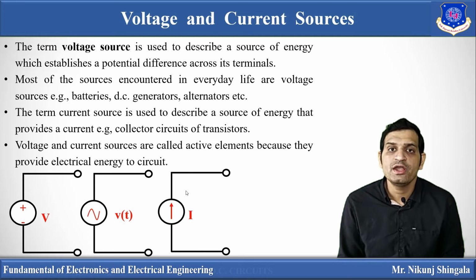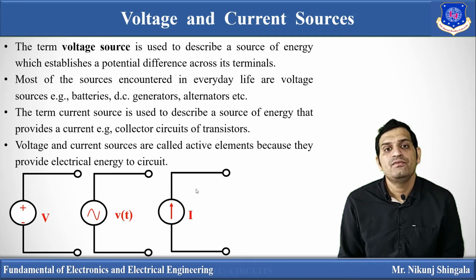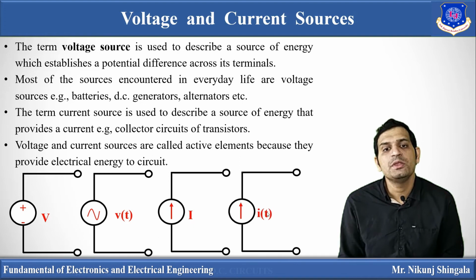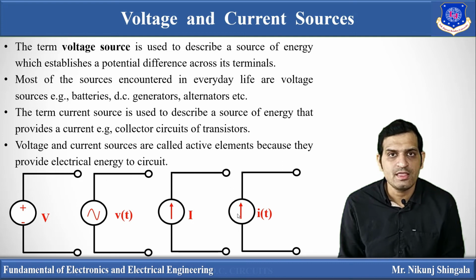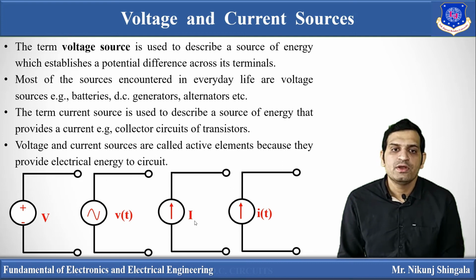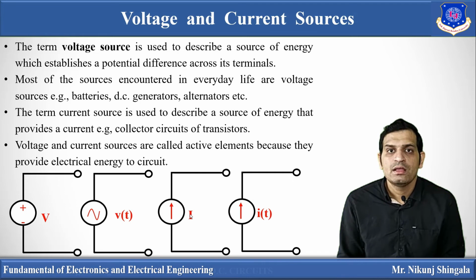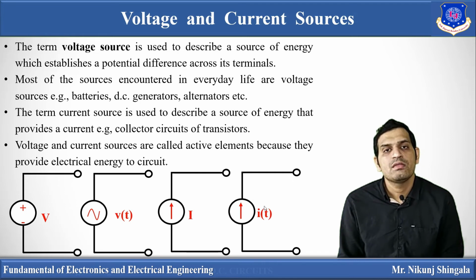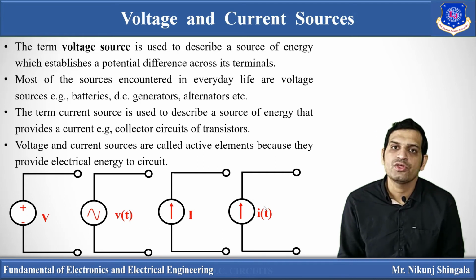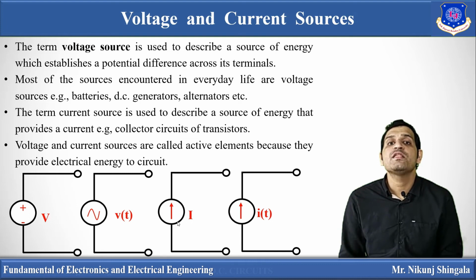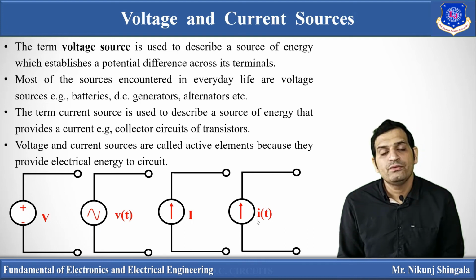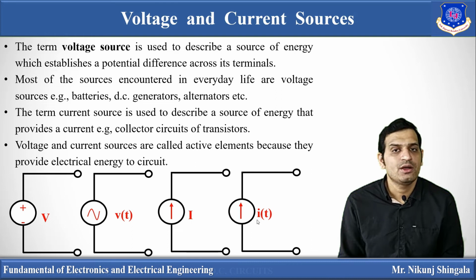Then current is denoted by an arrow sign, and if it is an AC current, then it is denoted by I(t). The symbol of the current remains the same in both cases, whether AC or DC, but the label is different. DC is denoted by capital I and AC is denoted by I(t), which is a function of time. So these are the different symbols of energy sources, that is, voltage and current sources.